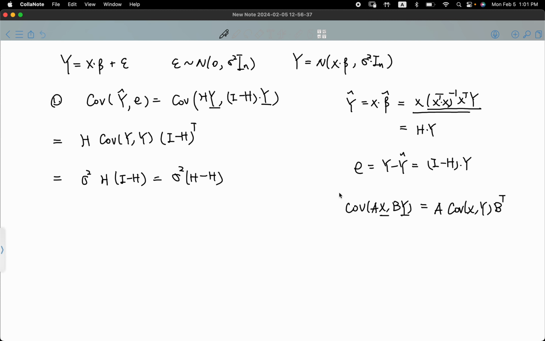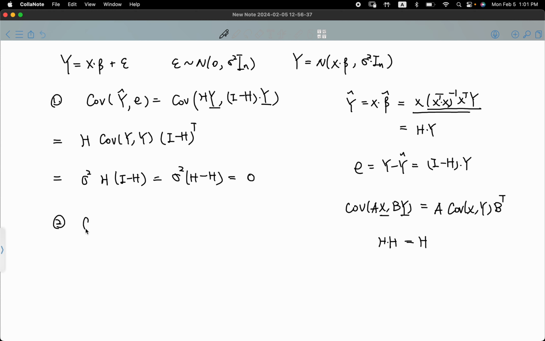And we just have sigma square times H minus H, where one copy of H remains. Idempotent refers to H multiplied by H being equal to H. You can expand H with this and you will see that it cancels out into one copy, and that is idempotent. And that makes it 0. So that's one relationship that we can find by looking at the covariance.